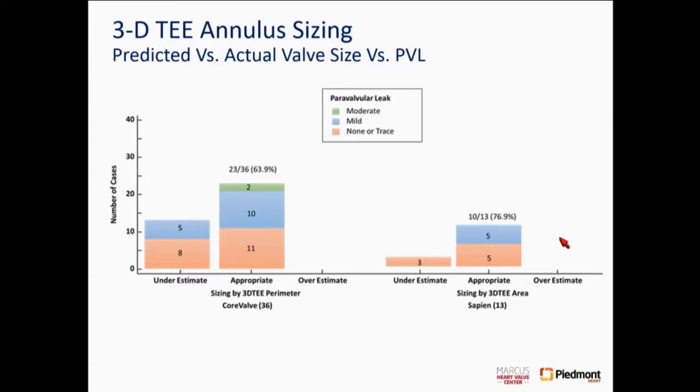Whereas in the SAPIEN, the same method did not cause any significant underestimation of the annulus, nor was there any significant PVL post-procedure. So 3D annulus sizing as a sole method in those patients who cannot have contrast CT seems to work very well for patients undergoing SAPIEN valve TAVR as opposed to core valve, where using the perimeter, and this was the same result for the area also and for the mean diameter. So we then went back and looked at how we might explain this.